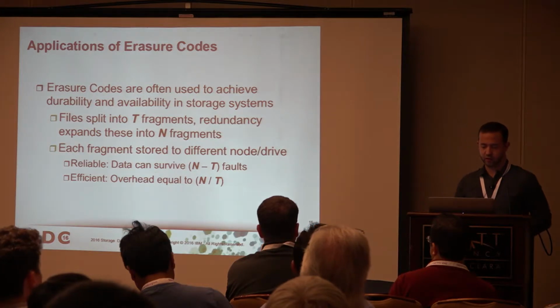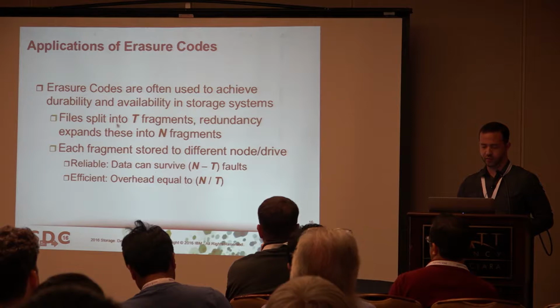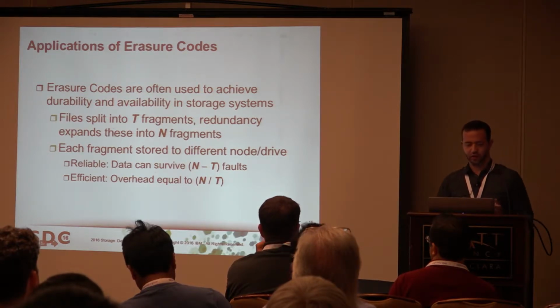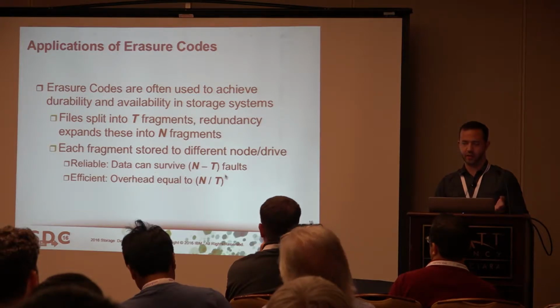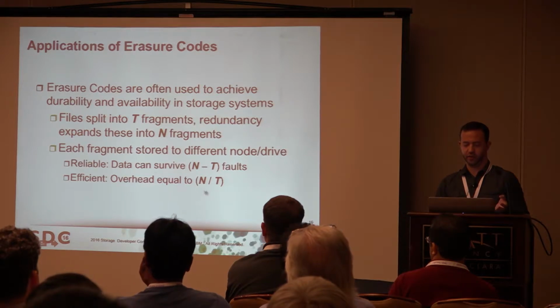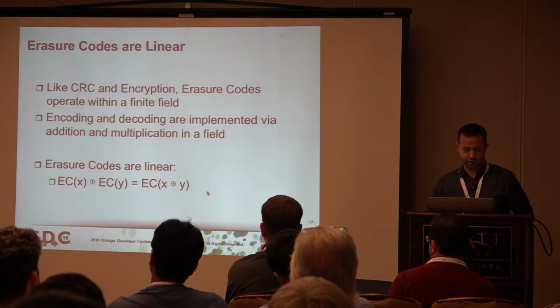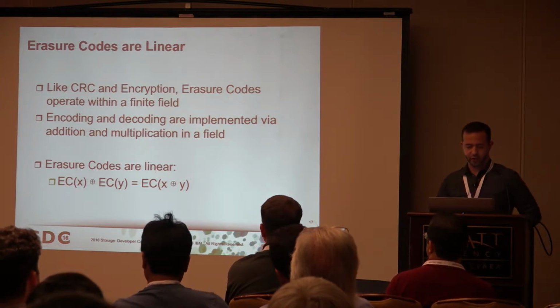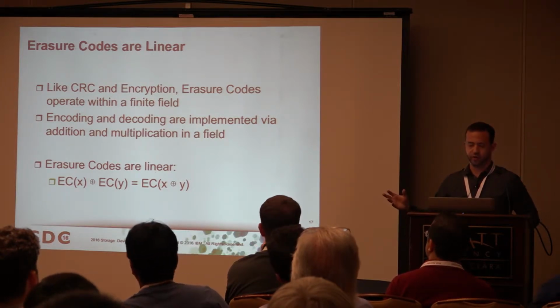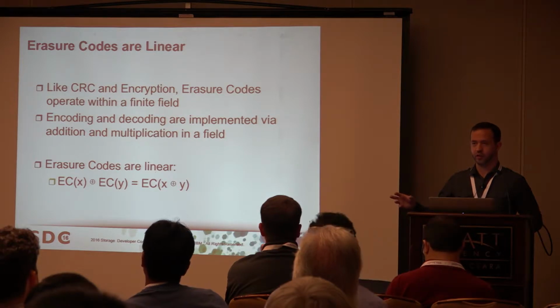So erasure codes are often used to achieve durability and availability. You split the file into a number of pieces, and it's reliable because you can survive N minus T faults in the system. And it's also efficient because the overhead is equal to the ratio of N over T. So like CRC and encryption, erasure codes also operate in a finite field. And encoding and decoding are implemented simply via addition and multiplication in this field.